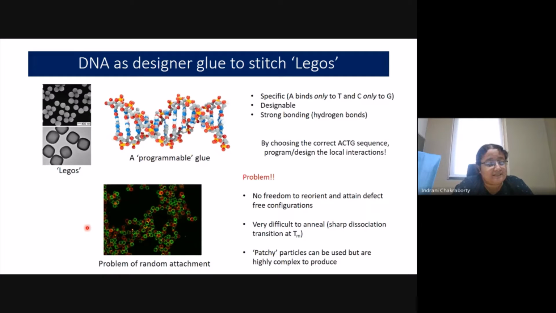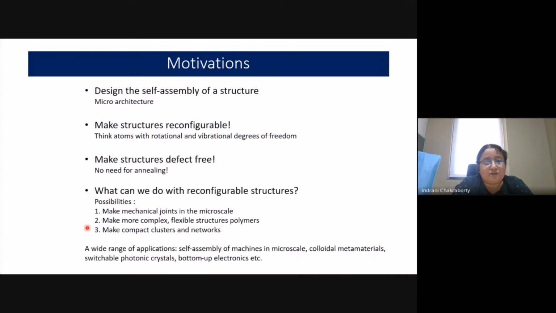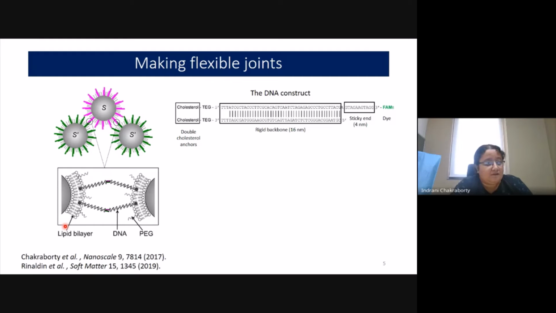Also, the reconfigurability is important or interesting from the viewpoint of making flexible mechanical joints in the microscale. So my motivation here is to make designable, defect-free, configurable structures that can be utilized for a wide variety of applications ranging from flexible microswimmers, switchable photonic crystals, mechanical joints, and even mechanical metamaterials. So how do we make reconfigurable colloidal joints?